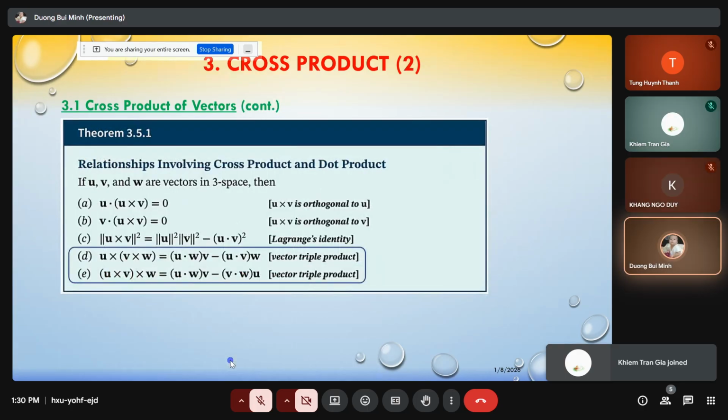Okay? We also have some properties in relation to the cross product of vectors.